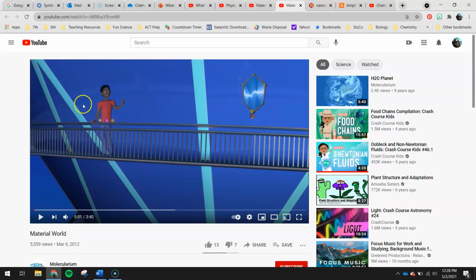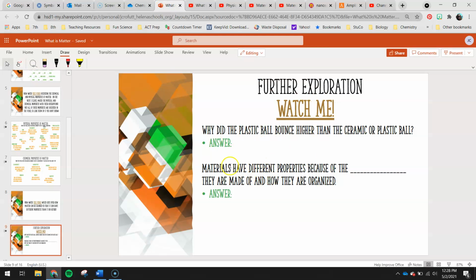If we were to look at the physical properties of those balls, why are they so different? What happens on the atomic level that makes them so different? So answer these questions. Why did the plastic ball bounce higher than the ceramic or the plastic ball? I need to fix that one because there's definitely an error there.